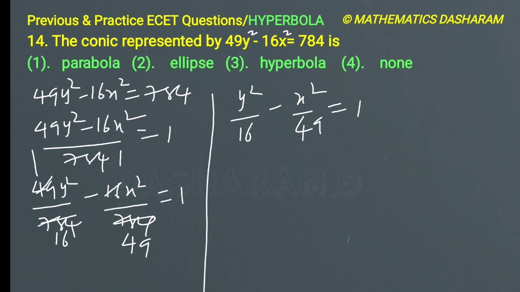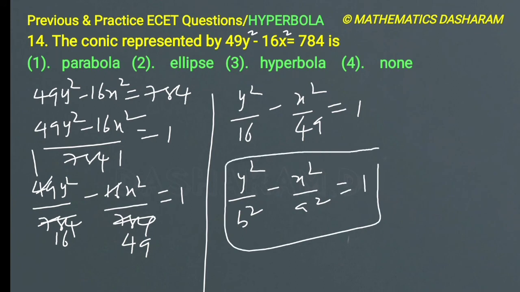Now it is exactly in the form of y square divided by b square minus x square divided by a square equals to 1. So it is a conjugate hyperbola standard form. So that means one of the type of hyperbola. So option 3 is correct.